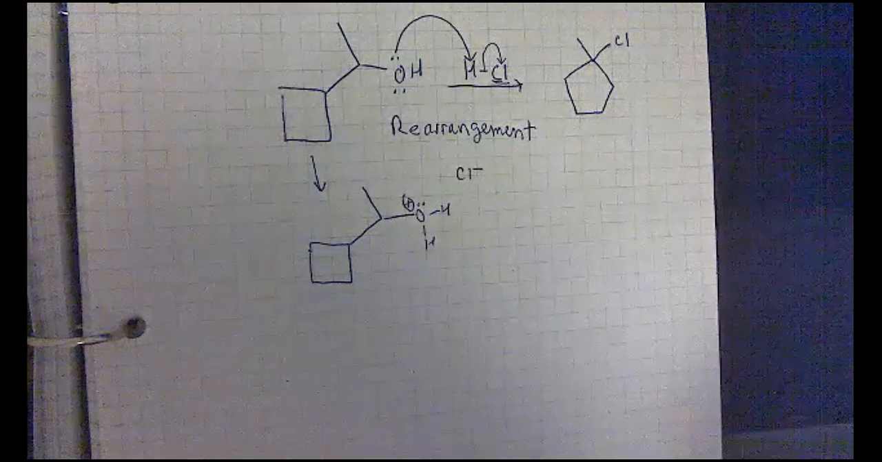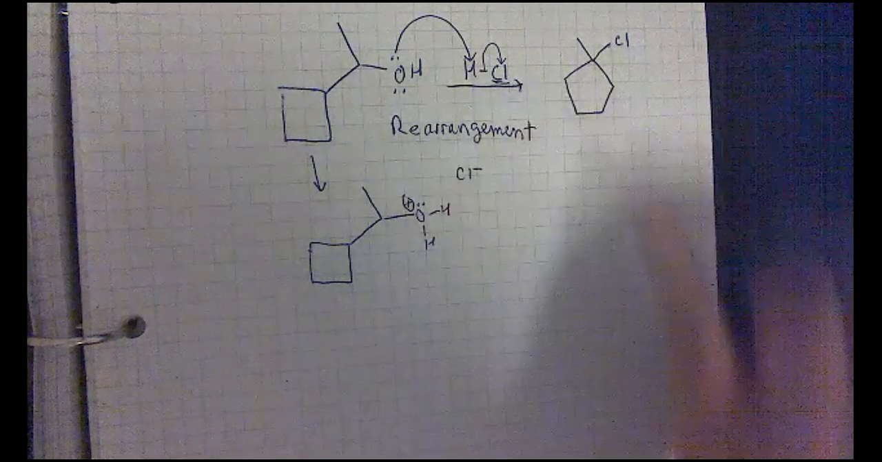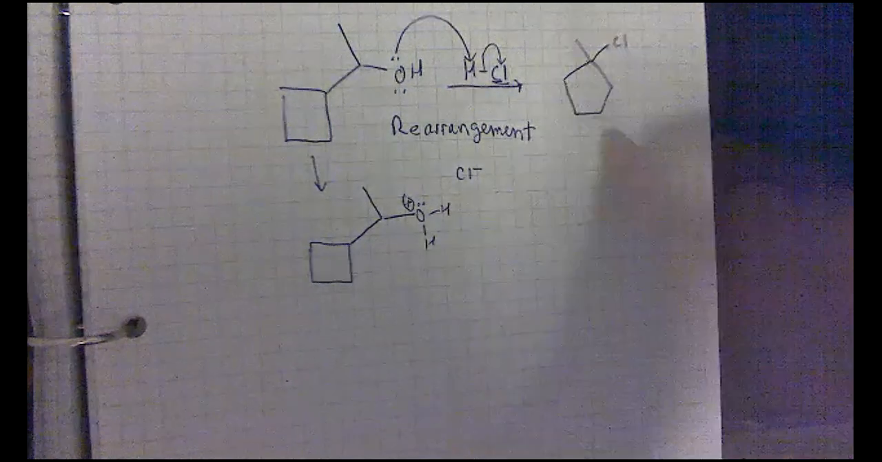So you form a carbocation in SN1 and E1. That's when you have rearrangements that are possible. But in my product, I don't have a double bond. So I know that it has to be an SN1. That is your key indicator here.